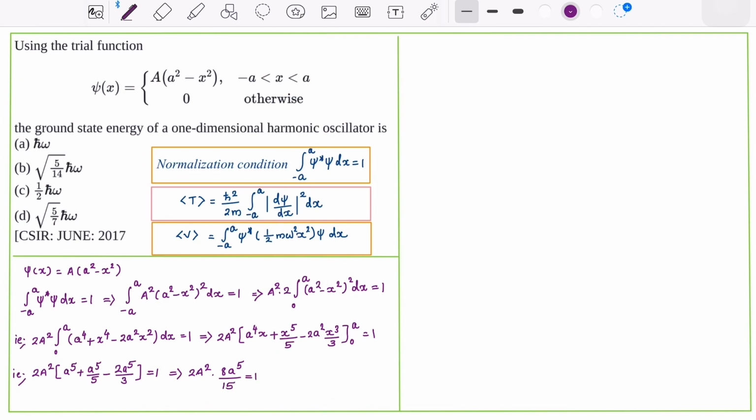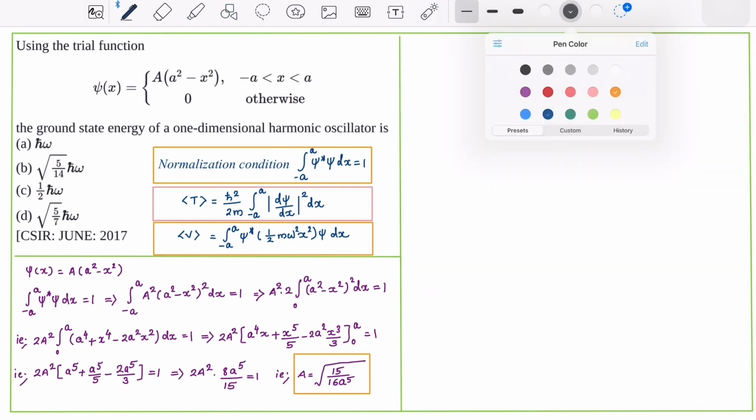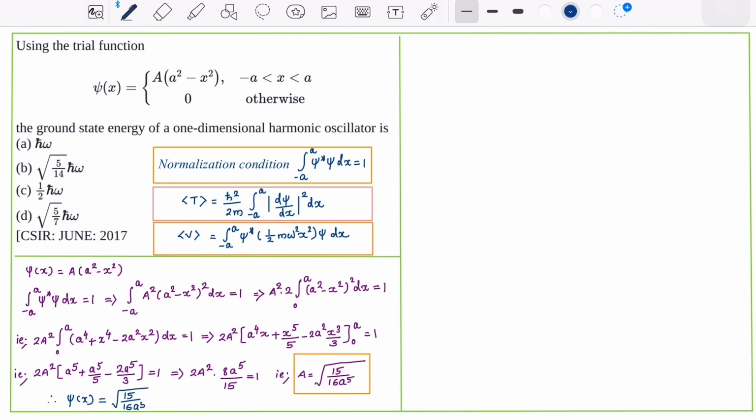From this expression, the normalization constant A is equal to the root of 15 by 16a⁵. Therefore, our wave function psi of x becomes root of 15 by 16a⁵ times (a² − x²). This is the trial function. Now using this trial wave function, we have to find the ground state energy.